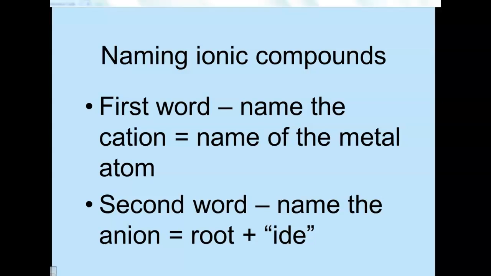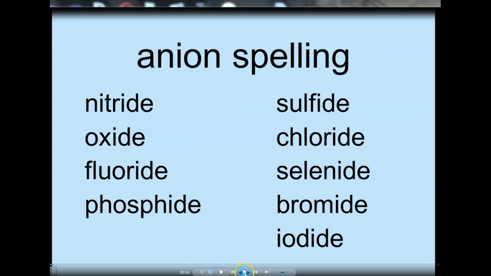Naming ionic compounds is going to be easy. We're going to name that cation, and the metal cations keep their names. So the first word is the name of the metal. The second word, we're going to end in IDE. So now I want you to look over at your periodic table and repeat them after me. Okay, so there they are. Pause it if you need to. Stop and write them down, because you do need to know how to spell them.